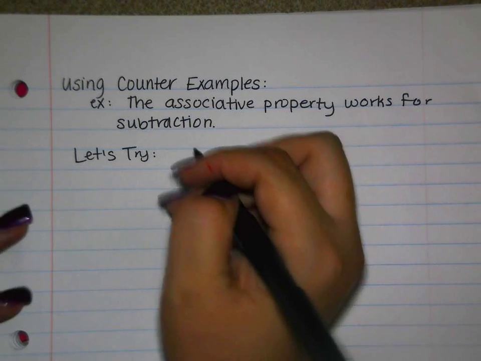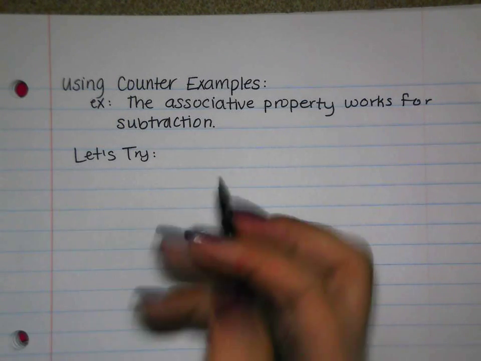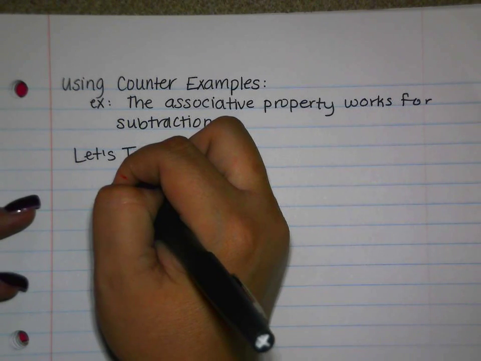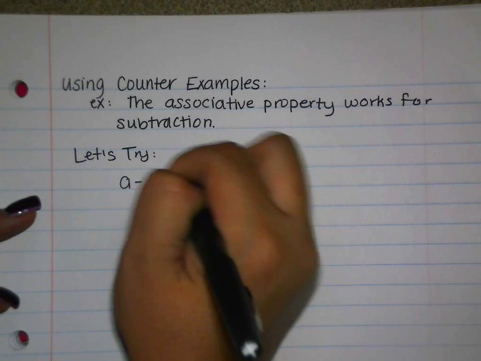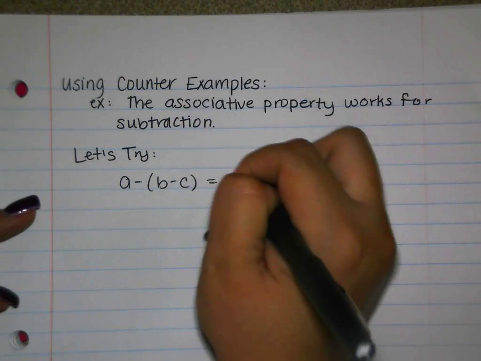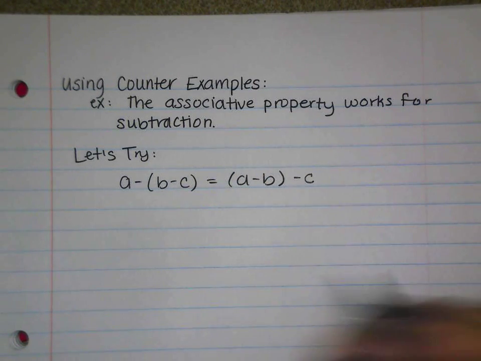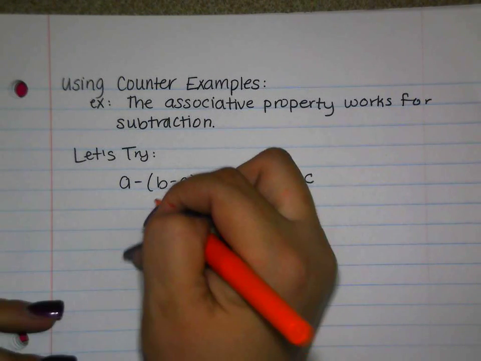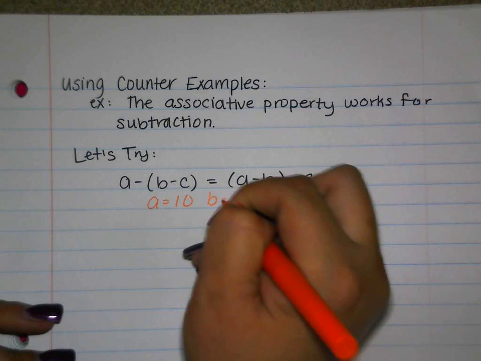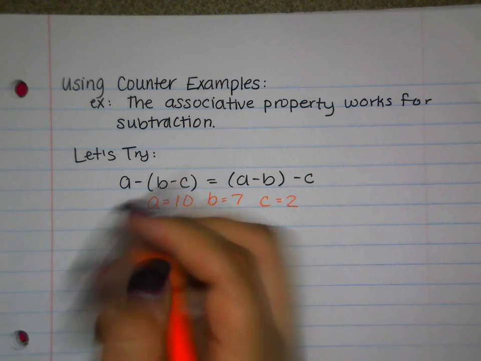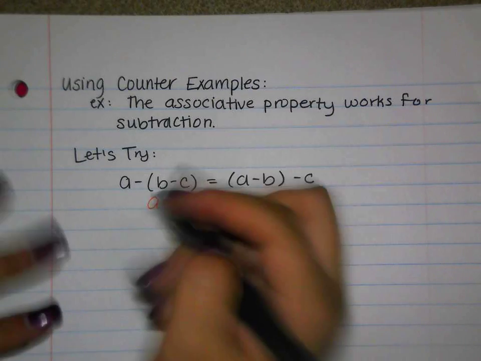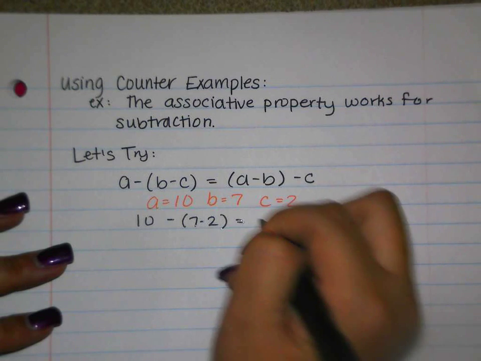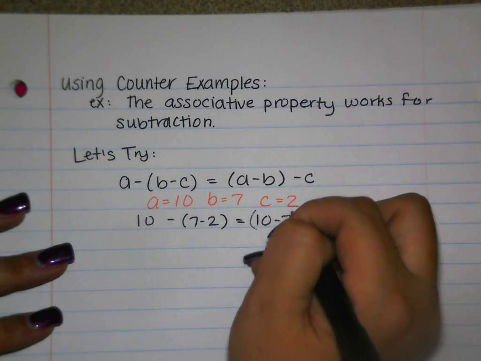Well, let's just plug it in. Let's put the algebraic expression out there. What this says is if a minus b minus c is going to be the same as a minus b minus c. Okay, so let's grab some numbers and plug it in. Let's go ahead and say that a is equal to 10, and b is equal to 7, and c is equal to 2. When we plug those numbers in, we're going to get 10 minus 7 minus 2, which is equal to 10 minus 7 minus 2.